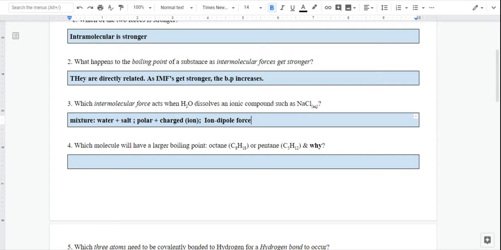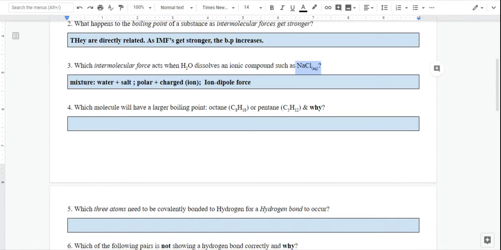So ion is something charged, like an ionic compound. A dipole refers to something that's polar, that has a permanent dipole, and it is an attractive force. So any ionic compound dissolved in a polar solution, it's ion dipole forces.